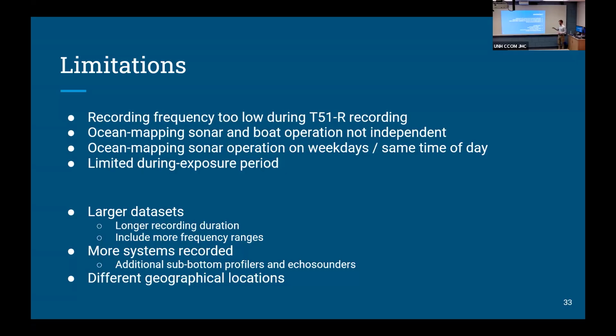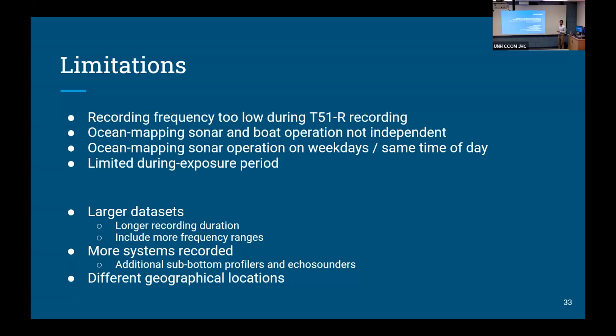Larger data sets, trying to do different recording frequencies. One of the things I would like to have done is, instead of just the already low, mid, high, and ultra high frequency, I would have tried to record at 35 to 45, at least for the PS40, to see if there's any direct and immediate change in that frequency range.